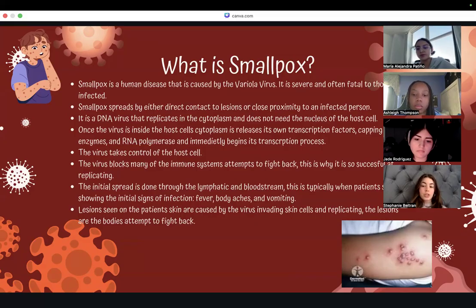After the initial infection is done, and it is done through the respiratory tract, the virus spreads through the bloodstream, and that is typically when patients start feeling their first set of symptoms, which are, like we mentioned before, fever, body aches, and vomiting. The lesions that form on a patient's skin are due to the virus infecting the skin cells and replicating at very fast speeds in those cells, which the immune system then tries to react to. And through the reaction the immune system has, that's when these lesions form.